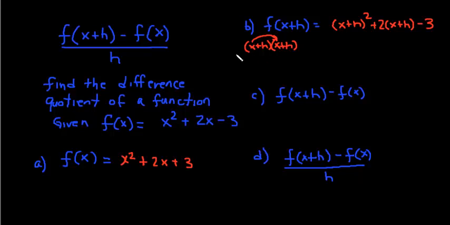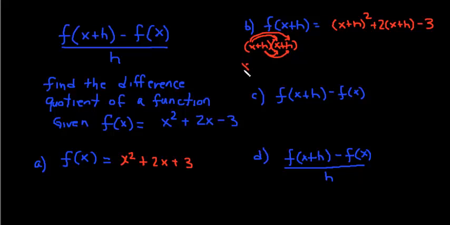Foiling being the outside term, the first term, the inner term, and the last term. So we'll say x times h, right? The outside terms. The inside terms is h plus h times x. But since multiplication is commutative, it still could be x times h. And of course, the last term, h times h.